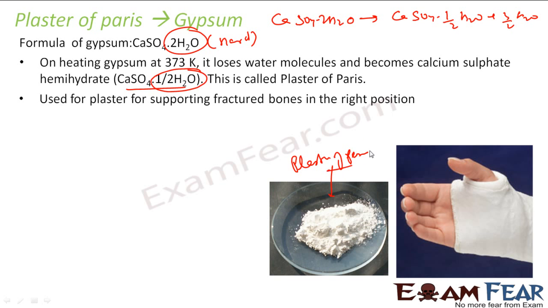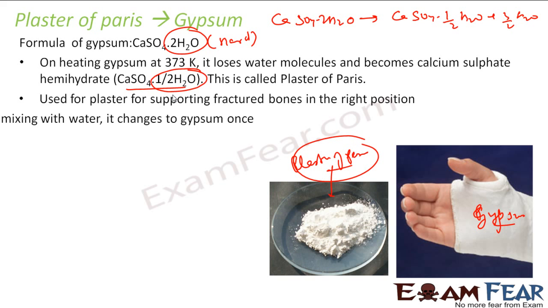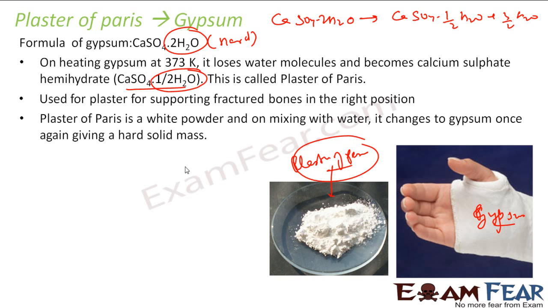Now on this powder, a doctor puts some water and it becomes hard, and that is gypsum. So gypsum is hard, and when you heat it, you get this powdery thing, which is called plaster of Paris, and it is used for supporting fractured bones. It is a white powder. On mixing with water, it becomes gypsum, which is again hard. So you can convert one form to the other very easily.